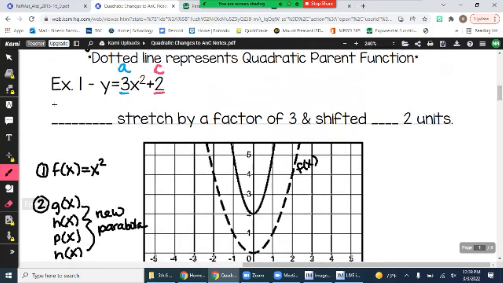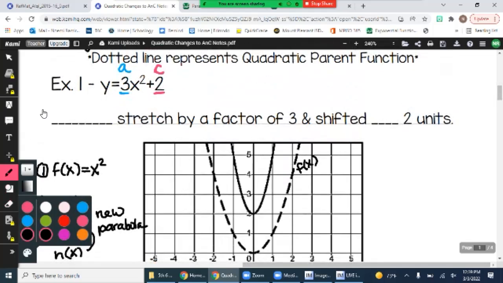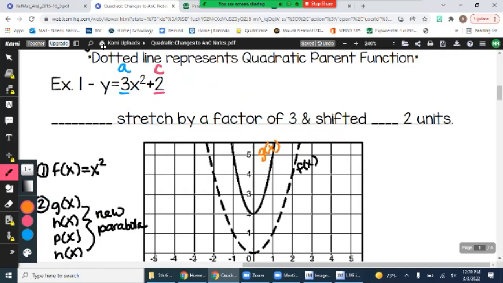Now, the easiest one, let's just go ahead and name it g of x. I'm going to put g of x right next to my solid line. So we're going to write the new function, g of x equals. Now, one of the easiest changes to identify, or to be able to physically see, is the change in c, the change in the y-intercept.